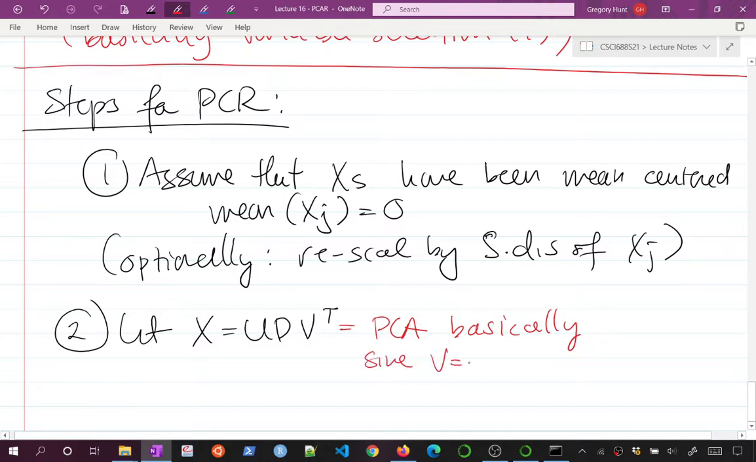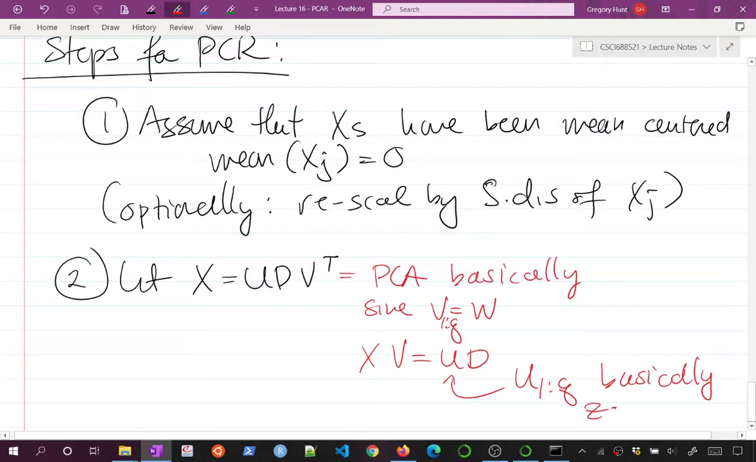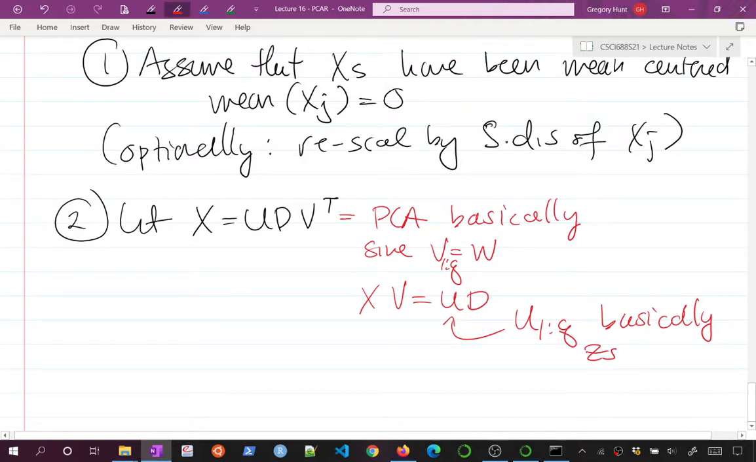Notice here that V_1 to Q is equal to W, and generally XV is equal to UD. Now D is a diagonal matrix, so it'll just scale the columns of U. And so U_1 to Q are basically my Z's. Oftentimes people interchangeably talk about the Z's or the U's. They're basically the same thing because it's just the U's scaled, and sometimes you don't even want them scaled. So the first column of U is basically the first Z, but then you have to scale it by whatever that first singular value is in the D matrix.